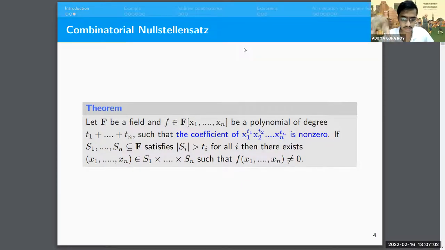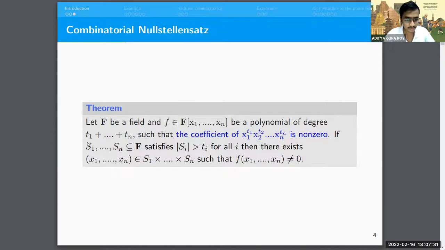No, no. It's like we have some T1 to Tn. It need not hold for all ways. Suppose the degree is D, and D is T'1 plus T'2 and so on till T'n. And suppose the coefficient of x1 to the T'1, x2 to the T'2, and xn to the T'n, this term is 0.